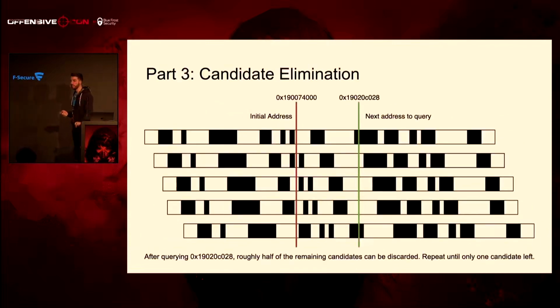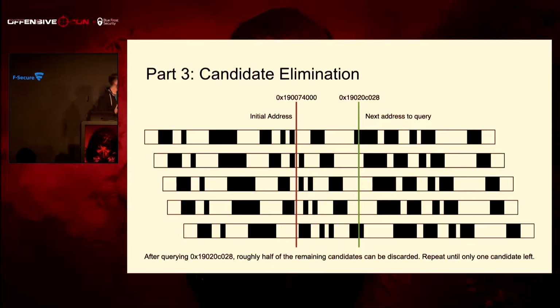Last step, we need to eliminate them until we have just one remaining. And I think this is best to explain with an image. So suppose I just have five candidates left here, and they are now all mapped at different addresses. That's why they're shifted, right? And you can see the initial address that we probed. It goes only through white space because it didn't crash, right? So that's the initial address. And now we pick another address to probe, so that roughly half of the candidates will have a 1 bit and the other half has a 0 bit.